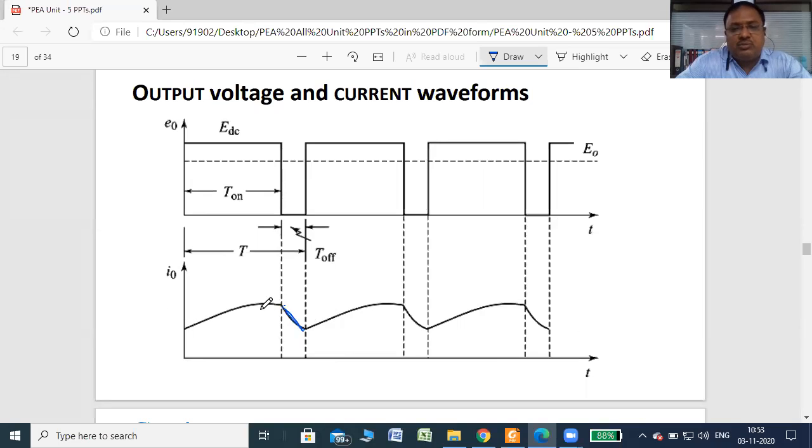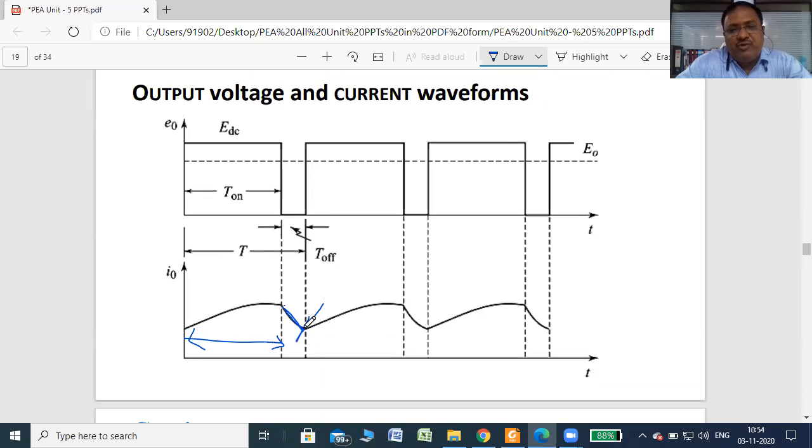So the current across the inductor increases, releases the energy, again stores the energy, releases the energy, stores the energy. This part is the energy stored across the inductor, which is increasing as time increases. And at this instant, when the switch is off, the inductor starts to release the energy, so the current through the inductor decreases.